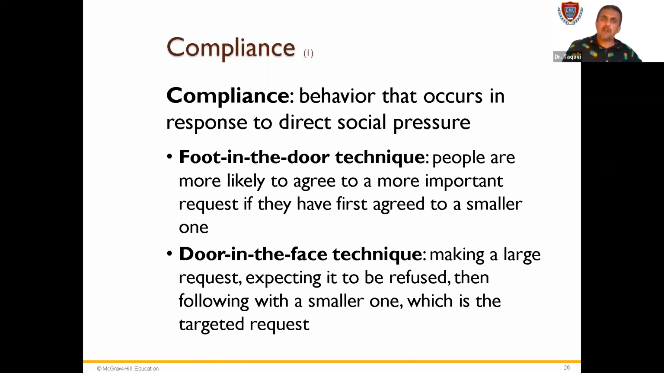The second part is compliance. Behavior that occurs in response to direct social pressure.